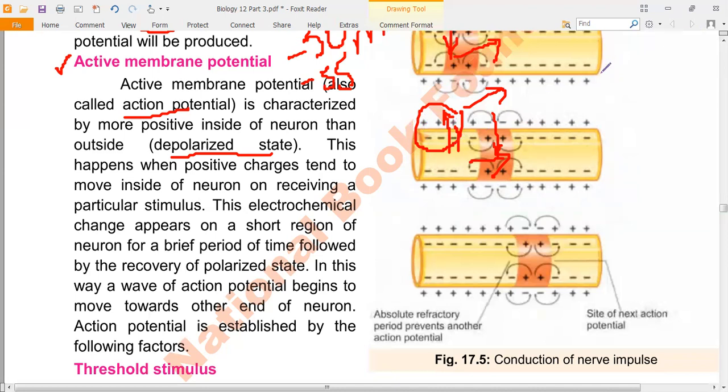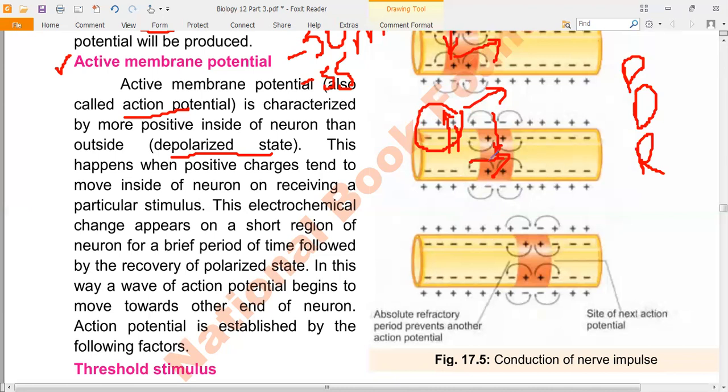First we have seen the polarized state, then we have the depolarized state here, and then we also have a repolarized state. This repolarized state is very, very important to move the nerve impulse in the forward direction, not in the backward direction. As we know, the nerve impulse moves from the cell body to the axon, so it doesn't go back to the cell body, it moves forward into the axon.